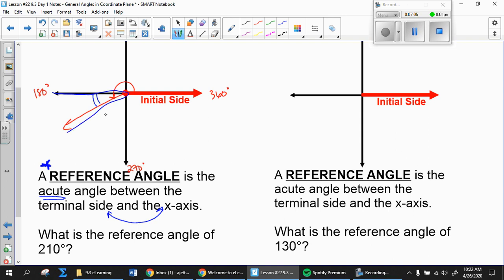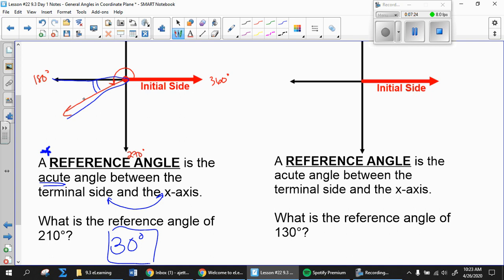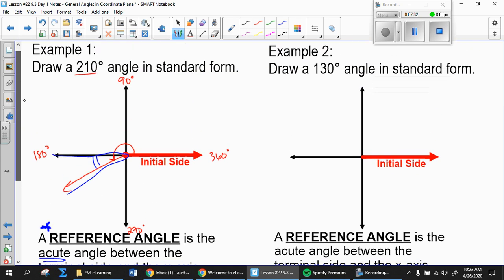Since I just drew a 210 degree angle, we can find what this reference angle is. Think about that. If it took me 180 to get to here, how much further did I go to get to 210? Well, we add 30 more degrees. So my reference angle for a 210 degree angle is going to be 30 degrees. We're going to be able to draw this 210 degree angle, but we're also going to need to be able to find that reference angle.